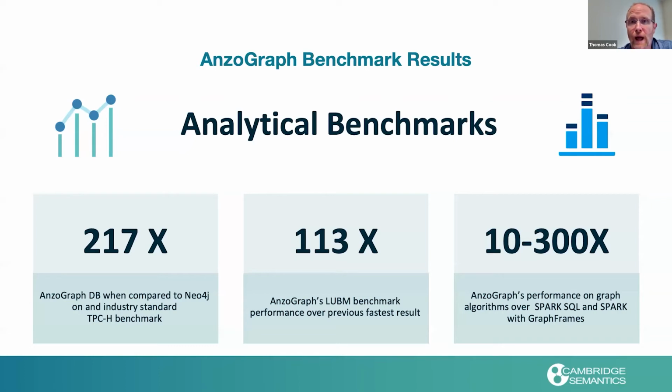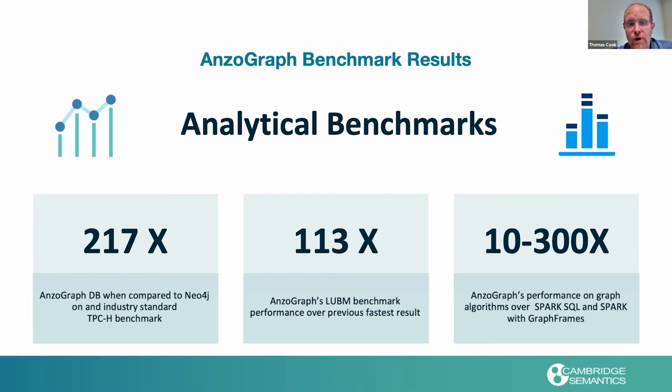TPC-H is an OLAP version of this benchmark. So we saw 217 times performance improvement of those 22 queries running against Neo4j. It's not really a fair test because Neo4j is more of an OLTP database than an OLAP database, and this is an OLAP workload. But we are designed and optimized for high scale, high performance, large scale analytics, and that's what we're showing here.